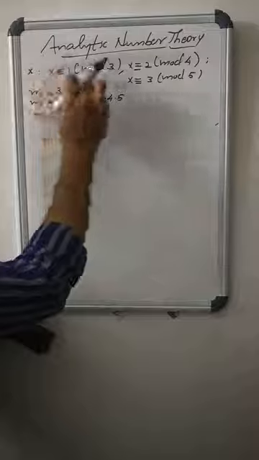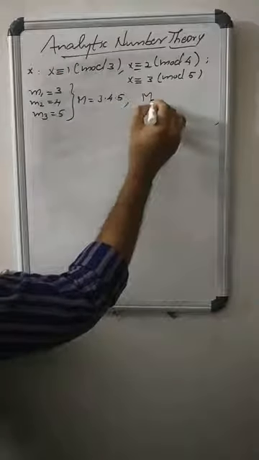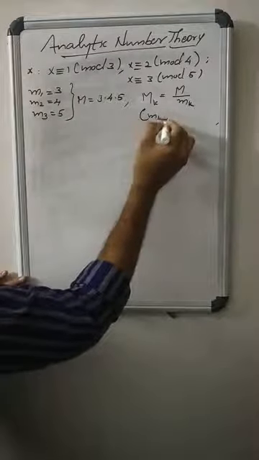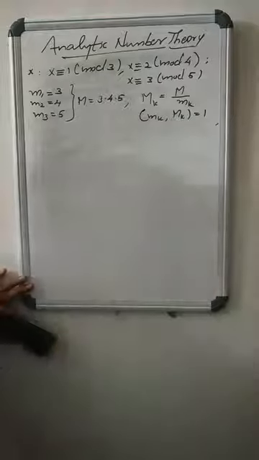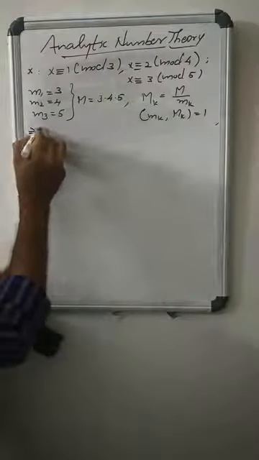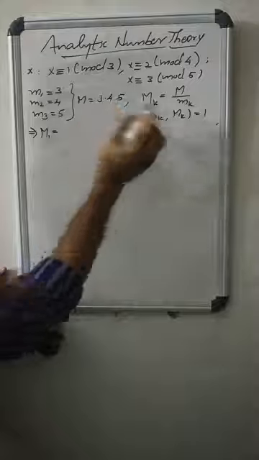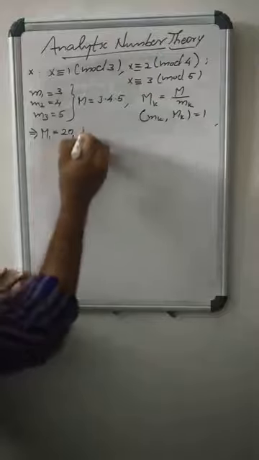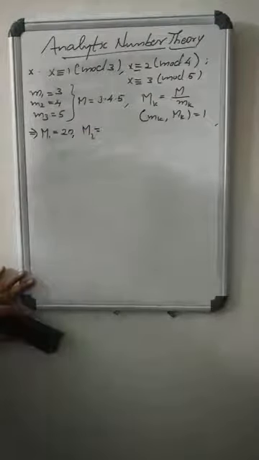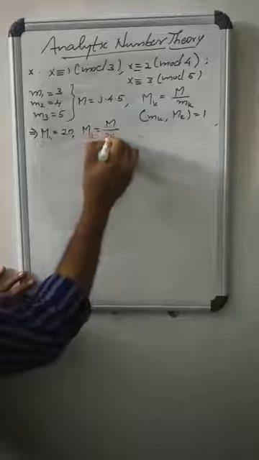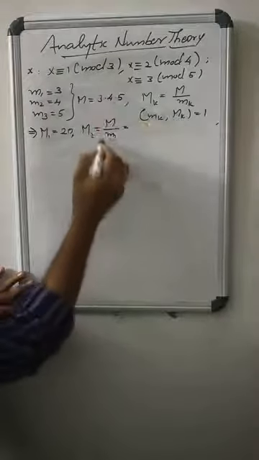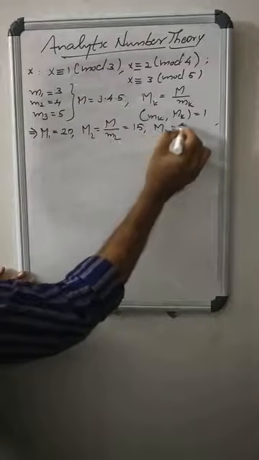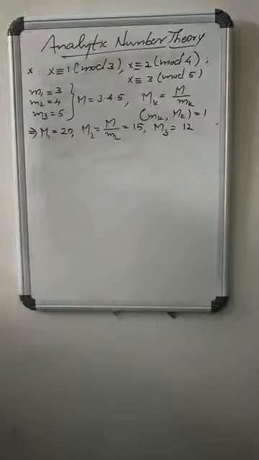Then x ≡ 1 mod 3. You can choose Mk equals M by small mk, so that small mk and capital Mk are relatively prime. So what is M1? M1 equals M by m1, which is 4 into 5, that is 20. And capital M2 equals capital M by small m2, which is 3 into 5, that is 15. Similarly, capital M3 equals 12.